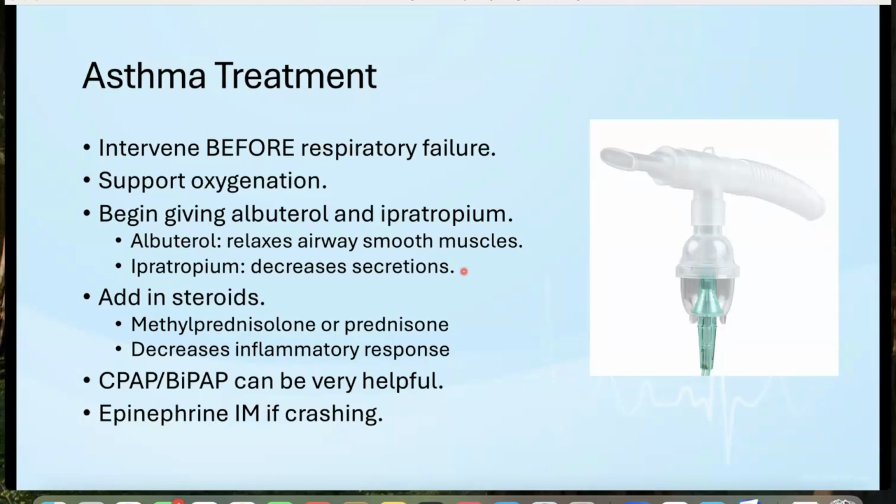Epinephrine is going to cause some of the very same effects. So if you have thrown the kitchen sink at somebody and they are still dwindling in front of you, intramuscular epinephrine may be your saving grace. So go ahead and give them an intramuscular dose of epinephrine.